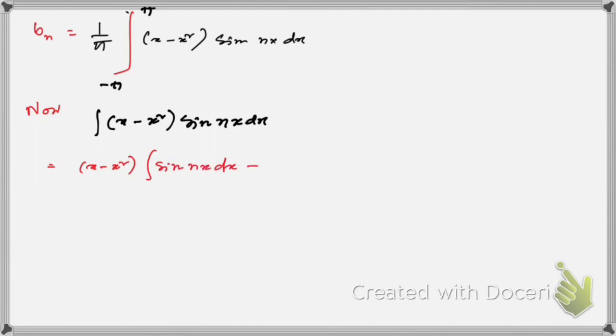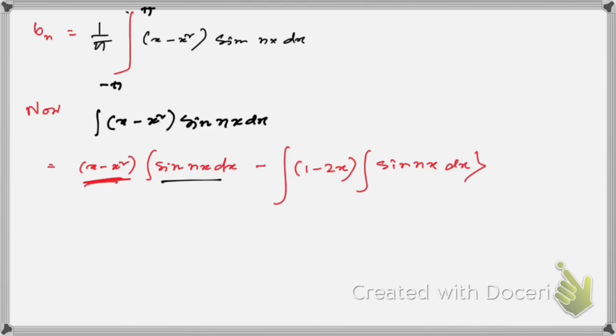dx minus, then derivative of this, that is then minus, and derivative of this will be 1 minus twice x, right, 1 minus twice x, then integration of again sine nx dx and whole dx, right? Then again, we're going to use the integration by parts here. First integrate this. So then what you will get?